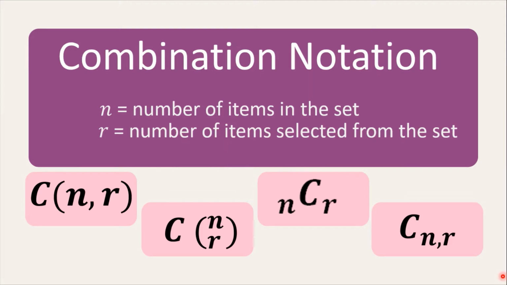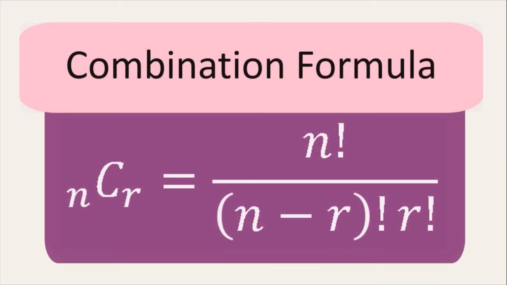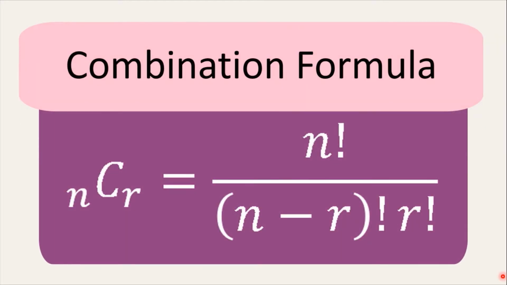To find the number of combination of n objects taken r at a time, gagamitin natin tong formula natin. We have combination of n taken r is equal to n factorial over n minus r factorial times r factorial. Para mas maintindihan, let us have the following examples.